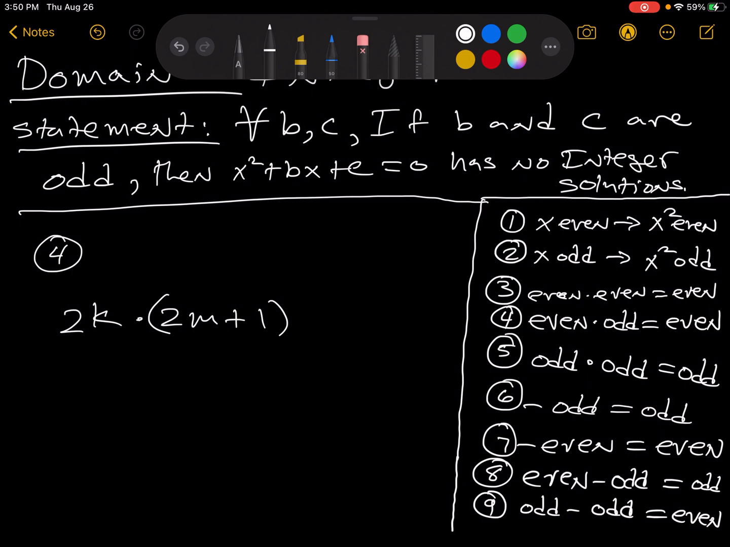The essential piece of the proof for 4 would be something like this. You'd have 2k times 2m plus 1. Right before that, you would have x times y is equal to this, right? You'd have something like that. xy is equal to that, where you said above, well, suppose x is even and y is odd, so x equals 2k, where k is an integer, so y equals 2m plus 1, where m is an integer, and then we go so on and so forth. But the essential piece is really this part right here.